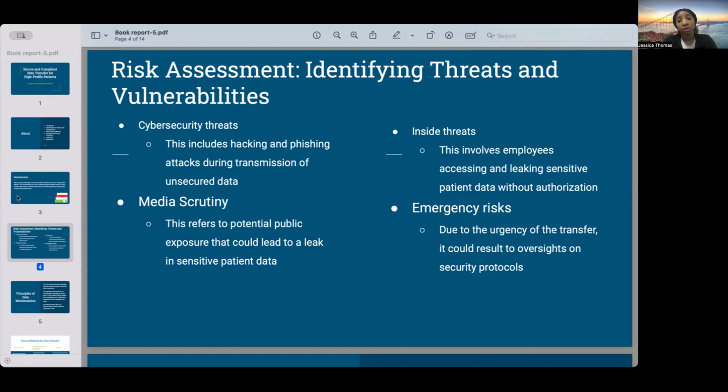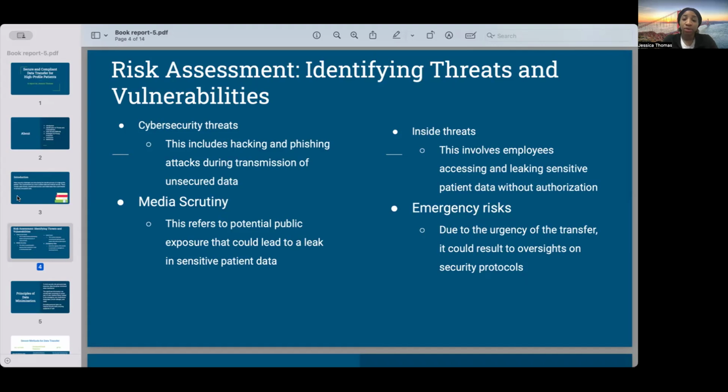Another threat or vulnerability would be the media scrutiny. So this basically refers to the potential public exposure that could lead to leaks of sensitive patient data. So if it is released that this high-profile patient is in this emergency situation and they find out what hospital they're in, they're going to try their best to get some information on that patient. And any information they would get would be leaked info because it shouldn't be getting out to the media.